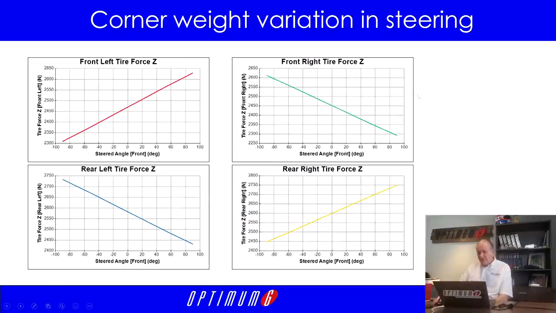This is an example of the vertical load that you have on the tires. And it's interesting that when you turn left, for example, the vertical load increases on the inside and decreases on the outside. And it's interesting that we have a diagonal weight transfer, because when you increase the load on the left front, you increase the load also on the right rear wheel. When you decrease the load on the right front, you decrease it on the left rear.